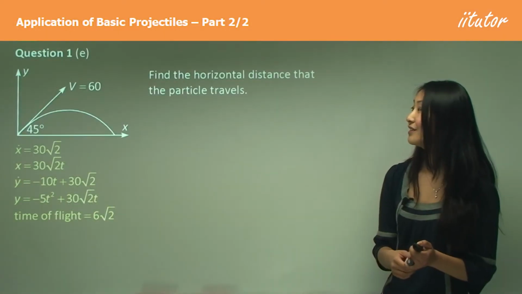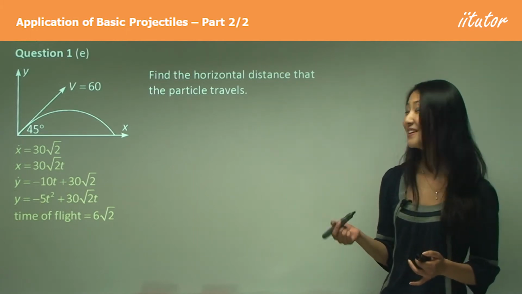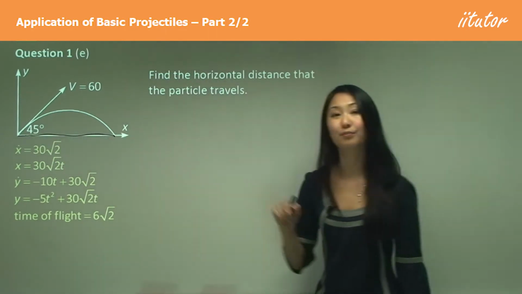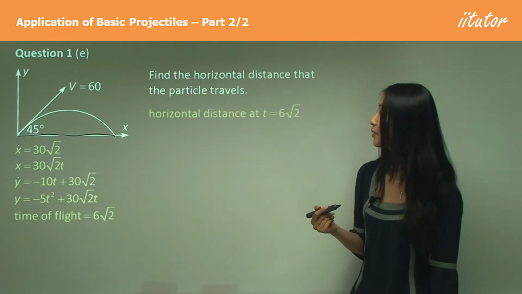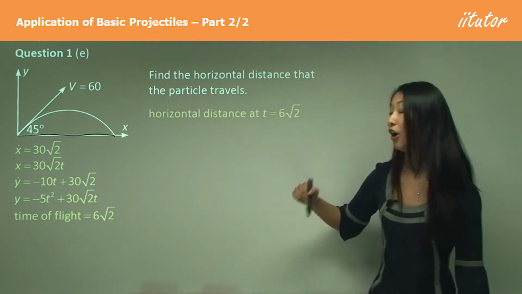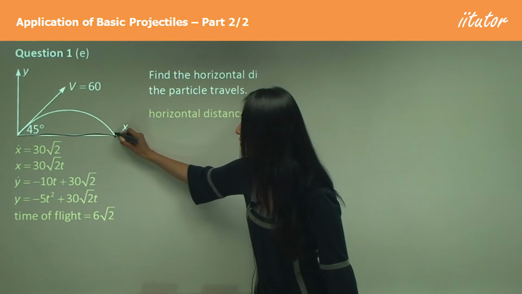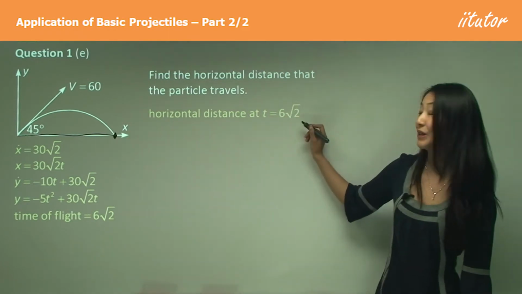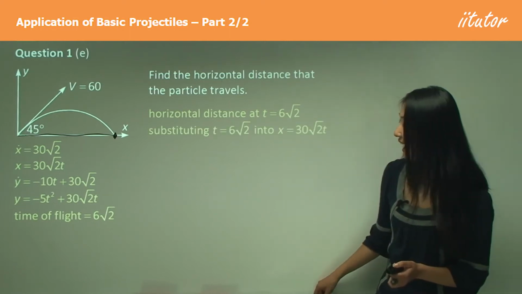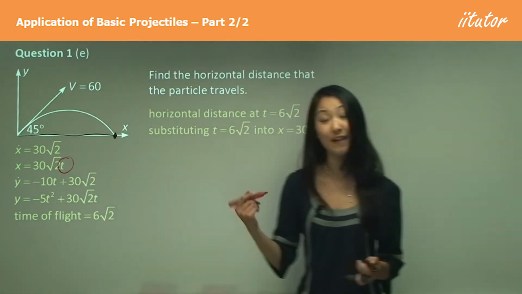Now we can move on to finding the horizontal distance that the particle travels. Okay, so what's that? The horizontal distance is represented by that line, which means we want to be working with the displacement, the horizontal displacement. We also want to be working with the horizontal displacement here at t equals 6 square root 2 seconds. Looking at our horizontal displacement equation, you can see that t is our only variable.